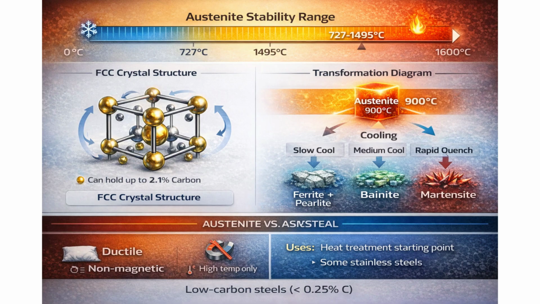This phase is crucial for heat treatment because it's the starting point for creating harder phases like martensite and bainite. Some special steels, like stainless steels with lots of nickel, can keep their austenite structure even at room temperature. That's why a stainless steel kitchen sink isn't magnetic.